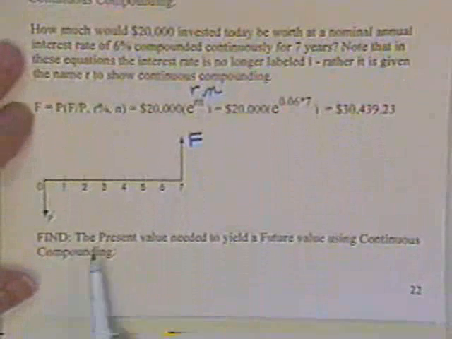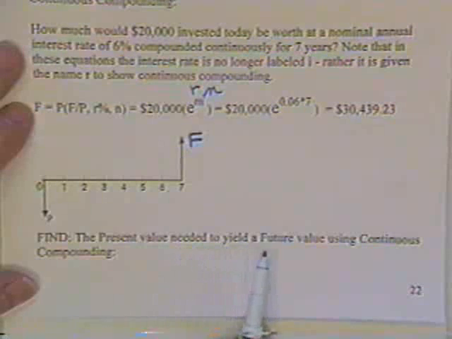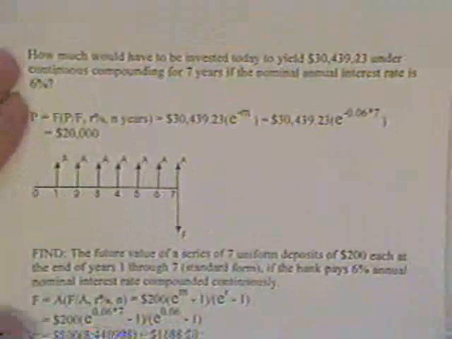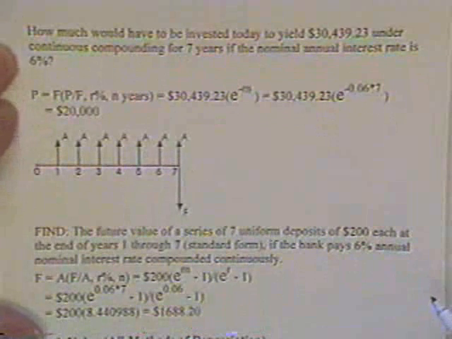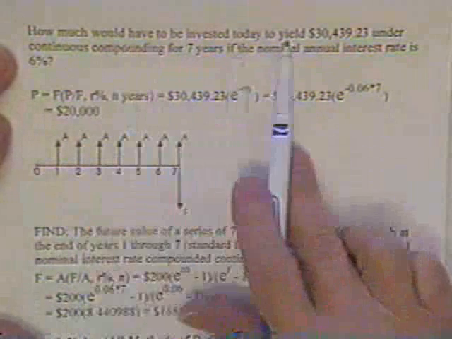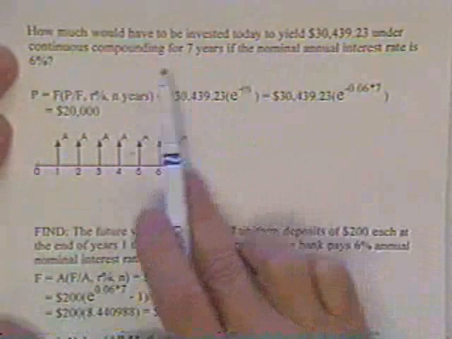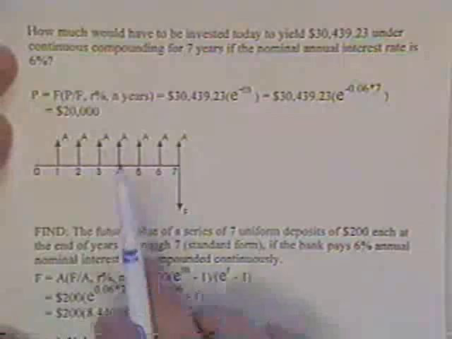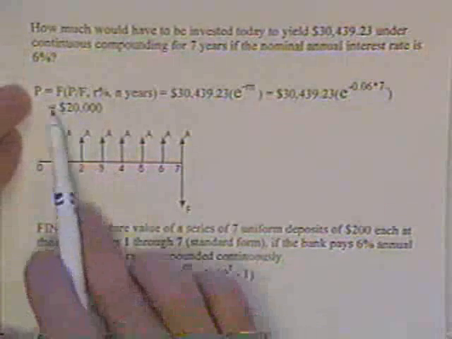Now then, find the present value that you need to invest to yield a given future value. Since I already worked it out, I was loath to not use it again, so I said, well, how much money would you have to invest today to get $30,439 under continuous compounding for 7 years if the nominal interest rate was 6%? Well, obviously we ought to get $20,000, and we do.